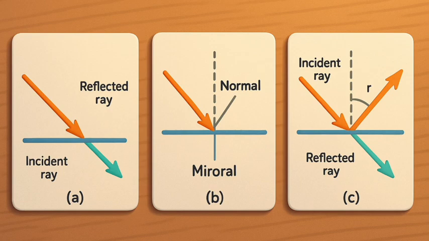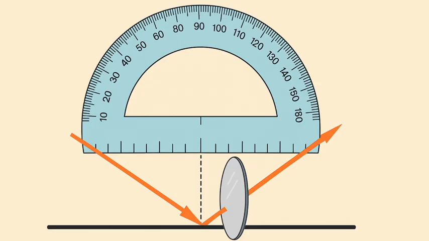Fig. 10.9 A. Drawing incident and reflected rays. B. Drawing the normal. C. Angle of incidence and angle of reflection. D. Measuring angles.